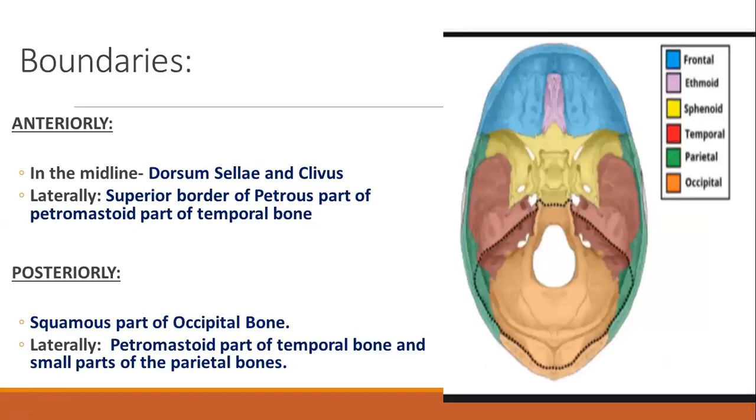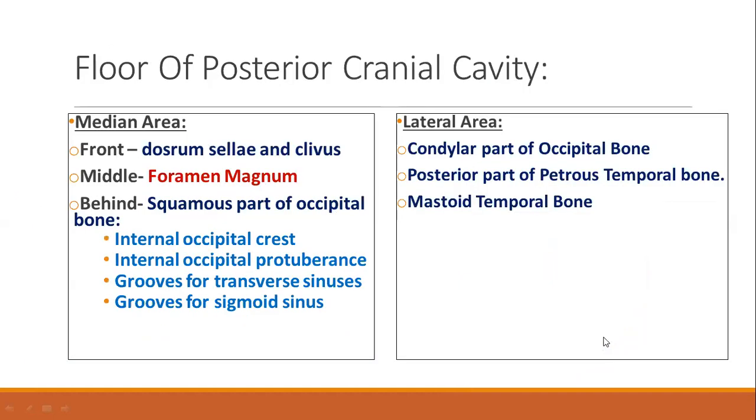Posterior cranial fossa. This is the posterior cranial fossa. Anteriorly in the midline, the dorsum sellae and clivus. Laterally, on both sides by the superior border of the petrous part of the temporal bone. Posteriorly, the squamous part of the occipital bone. Laterally, the petromastoid part of the temporal bone and small parts of the parietal bones.